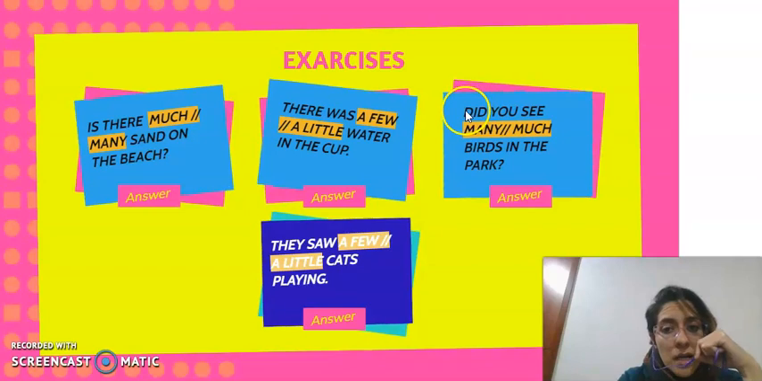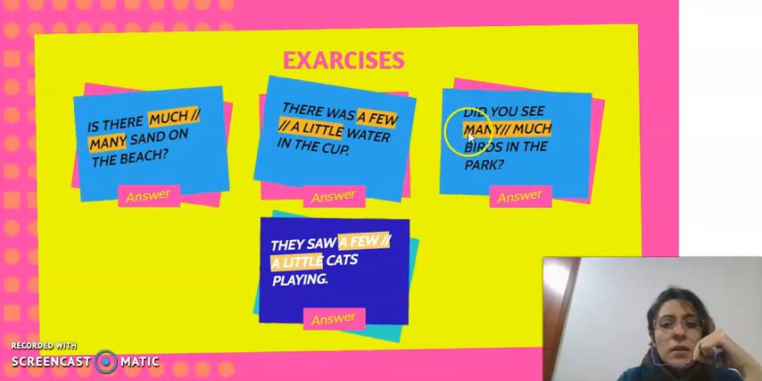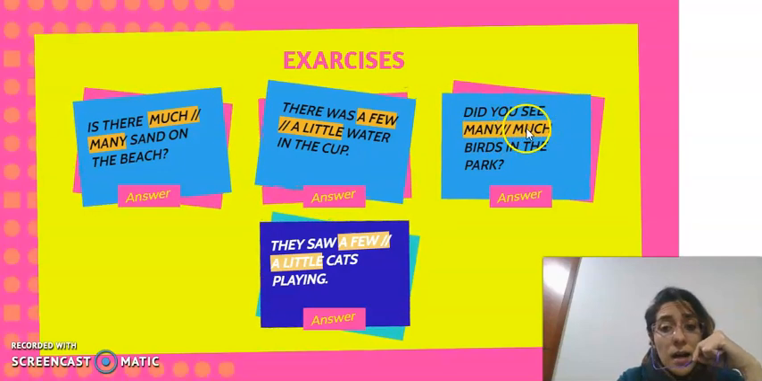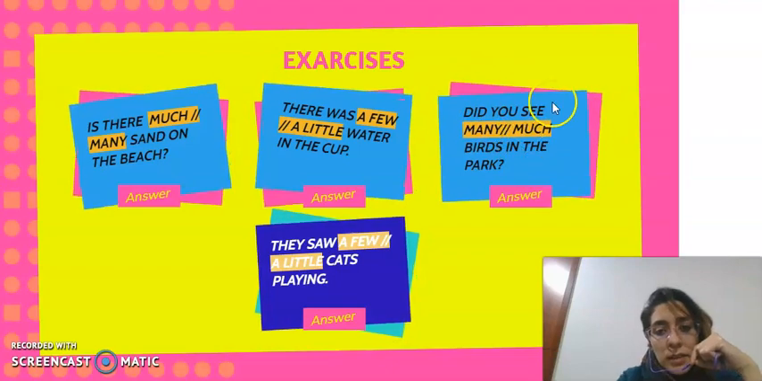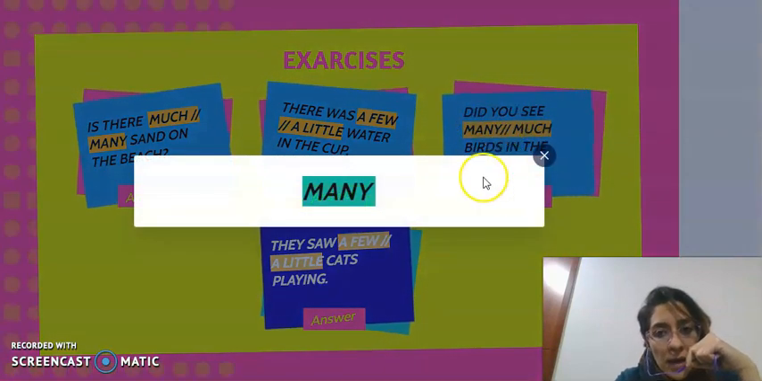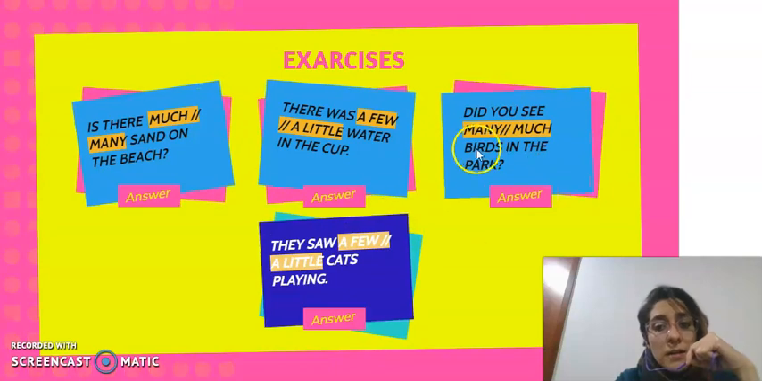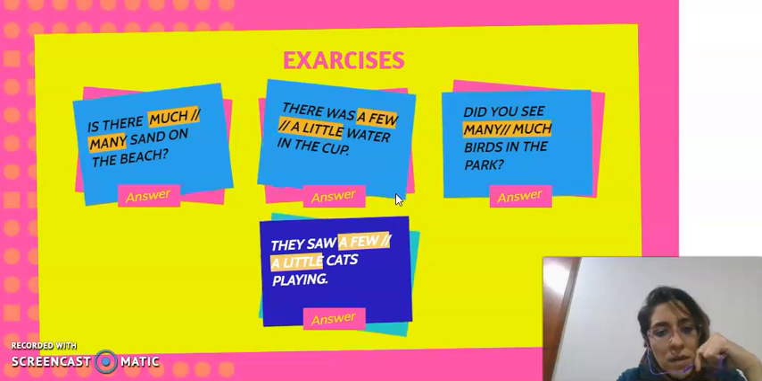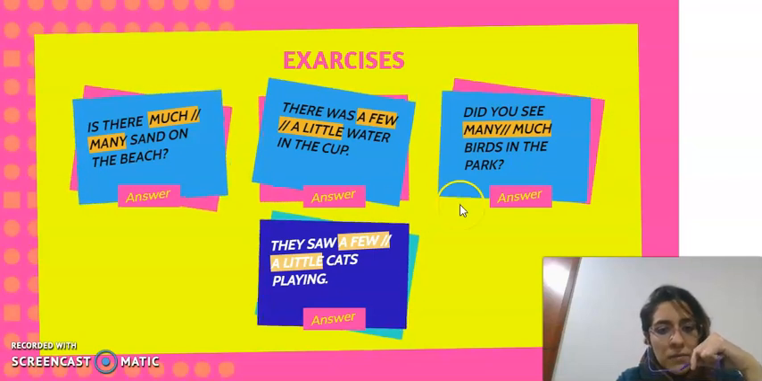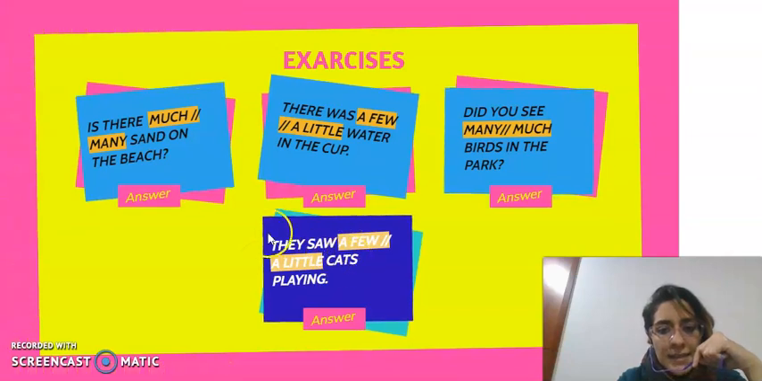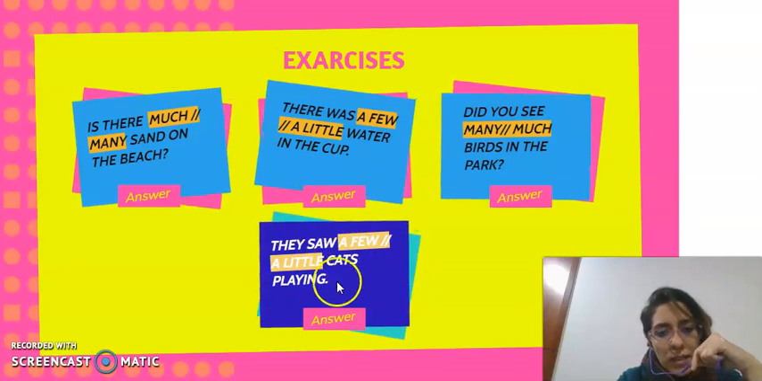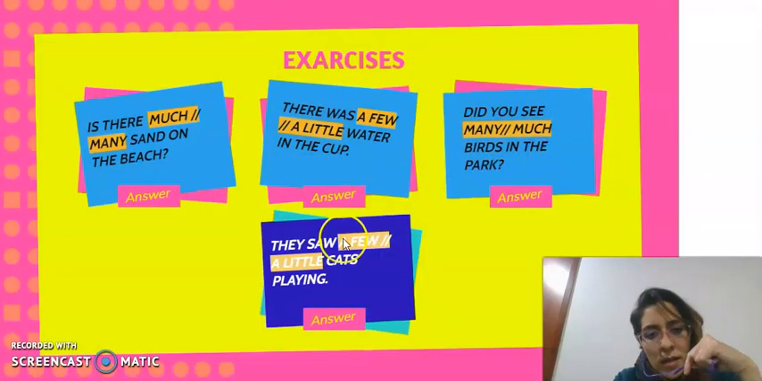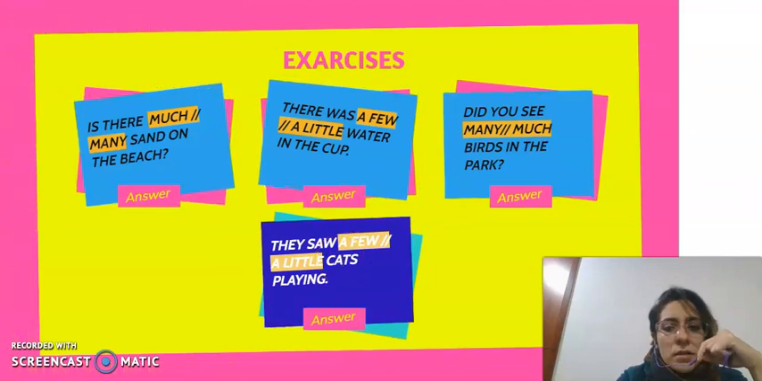Did you see many or much birds in the park? What do you think about birds? Yep, it's countable. So, did you see many birds in the park? And the last one is, they saw a few or a little cats playing. What do you think? Cats. That is our noun, cats. So the answer is a few. They saw a few cats playing.